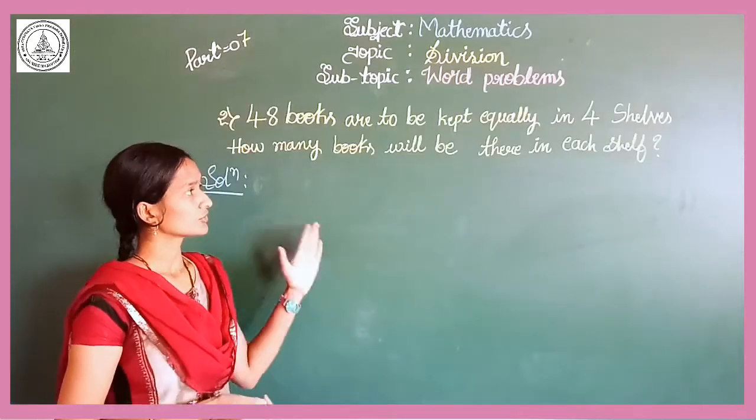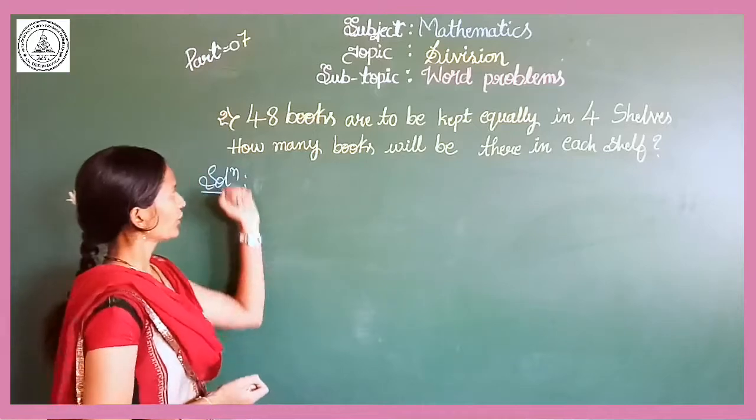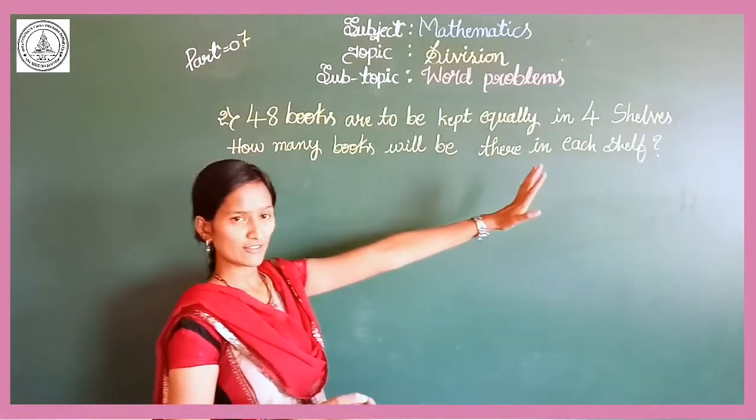Students, this is the second word problem. I am reading, all of you listen here. 48 books are to be kept equally in 4 shelves.